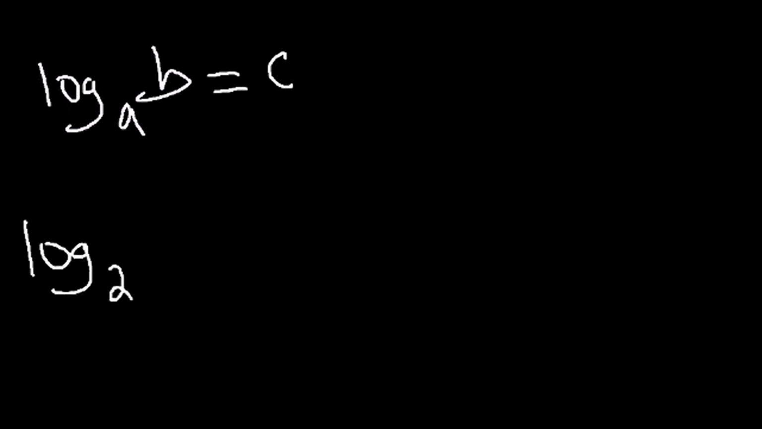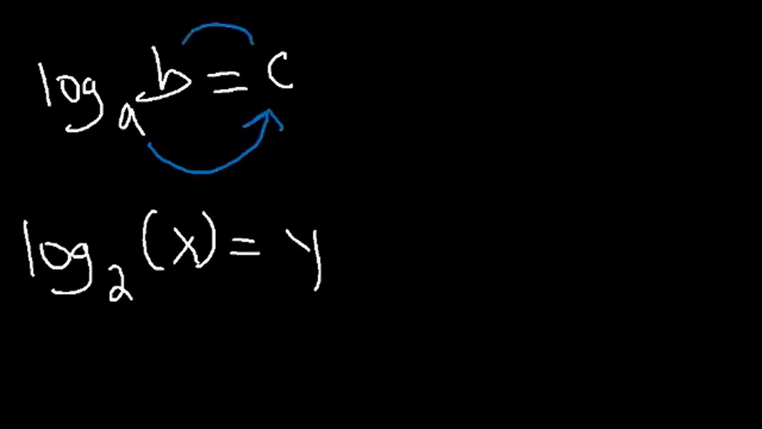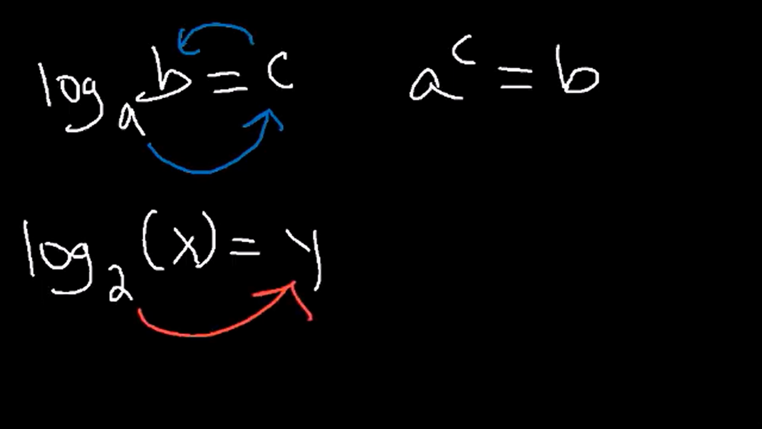Try these two. Log base a of b is equal to c, and log base 2 of x is equal to y. So a raised to the c is equal to b. That's how you could change it to exponential form. 2 raised to the y is equal to x.